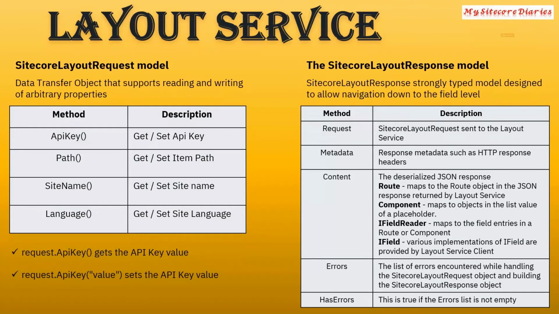And then you have an IField, which is the type of various implementations of fields, like a checkbox field, content list field, number field. So for those type mappings you have the IField type. Okay, then you have errors. The errors will provide you any error you encounter while handling the Sitecore layout request or building the layout response object. HasError will tell you whether that object has an error. If its value is true, then it has an error and the errors will have the values. Otherwise the list will be empty.